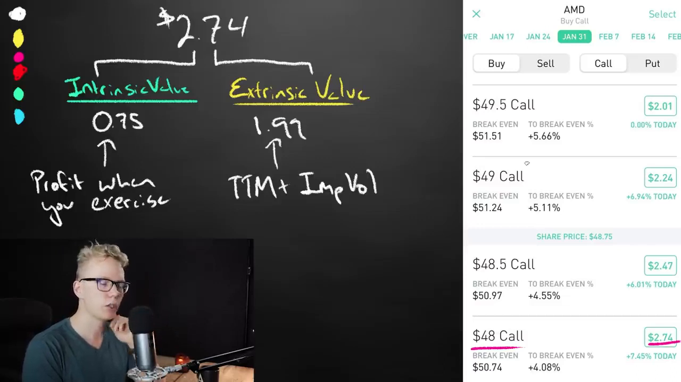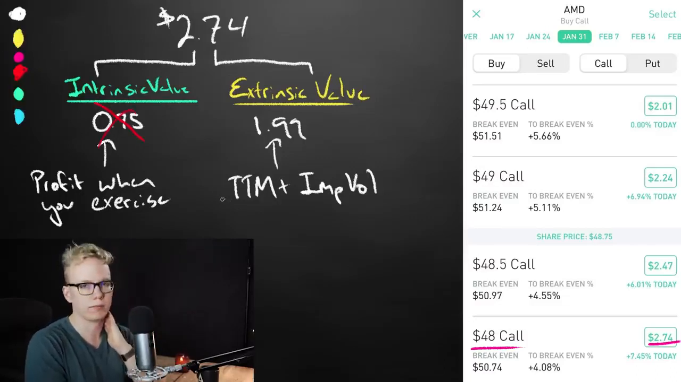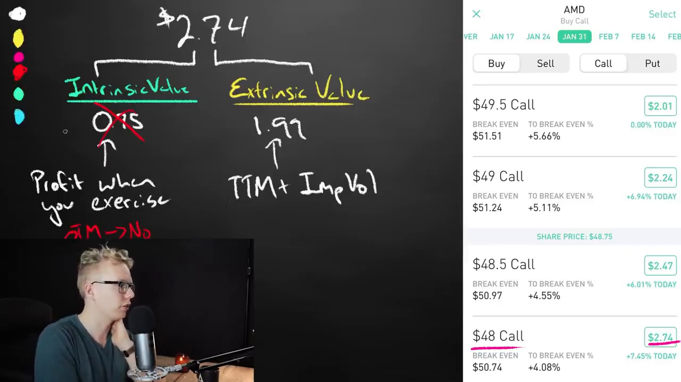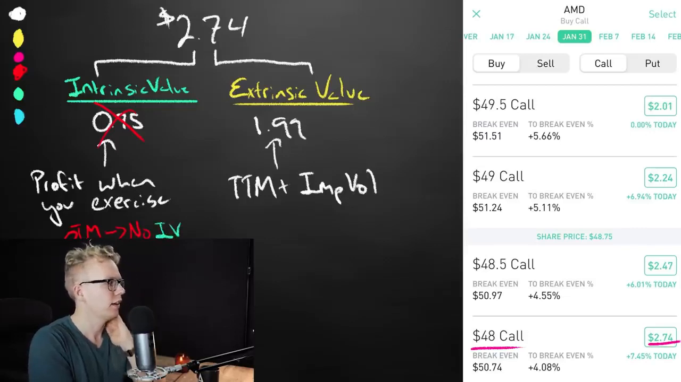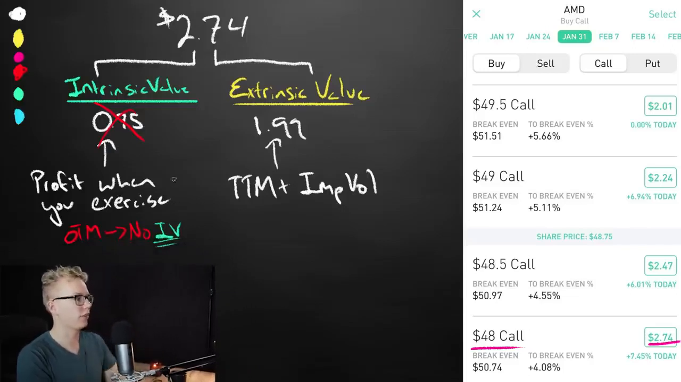Out of the money options you cannot exercise for a profit, so they have no intrinsic value. I'll write that here, and intrinsic value is IV. A lot of people use IV for implied volatility, but that's not really correct. Out of the money options have no IV, no intrinsic value at all, because you cannot exercise for a profit.